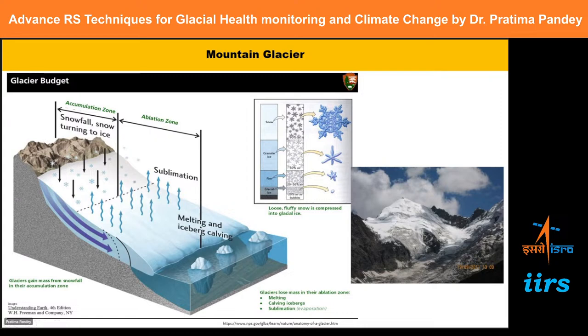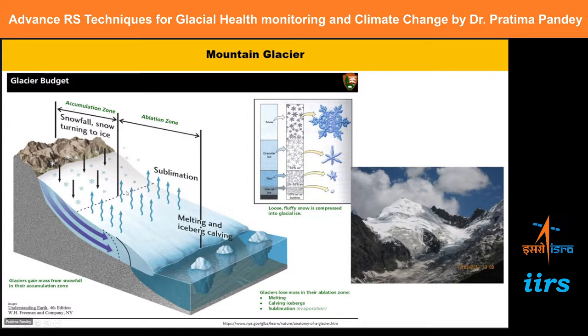The accumulation zone is the upper part of the glacier. You can see this part. This is known as the accumulation zone. Why? Because in this part of the glacier, we have snowfall. The precipitation is mostly in the form of snow, and snow gets accumulated on the glacier, increasing the mass of the glacier. So this is known as the accumulation zone.